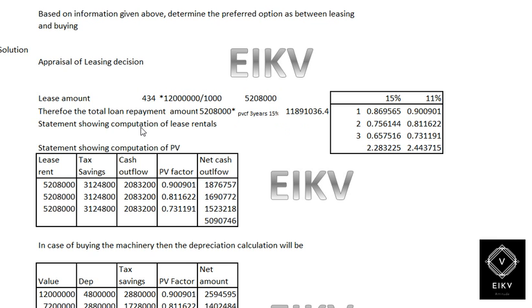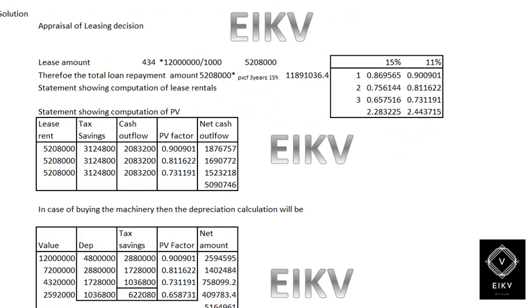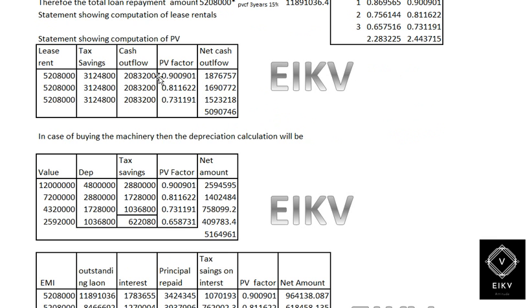Now statement showing computation of lease rental. So we are going to compute the statement showing computation of lease rental net outflow. For that we have the lease rental of 52 lakh 8,000 and we have the tax savings. Tax rate is 40%. So 1 minus tax rate would be 31 lakh 24,800. So when we deduct such amount, the net cash outflow would be 20 lakh 83,200 multiplied by PV factor, and when we take the total the net outflow would be 50 lakh 90,746.